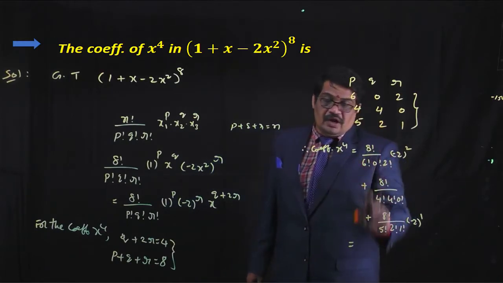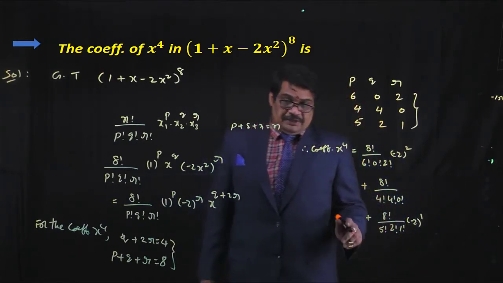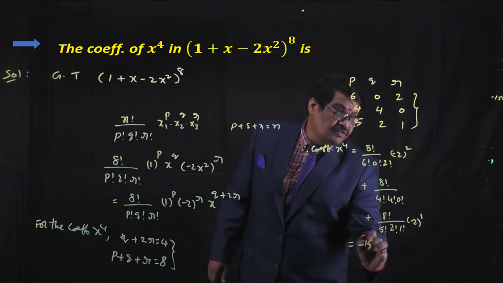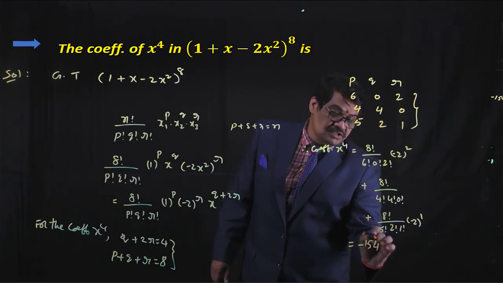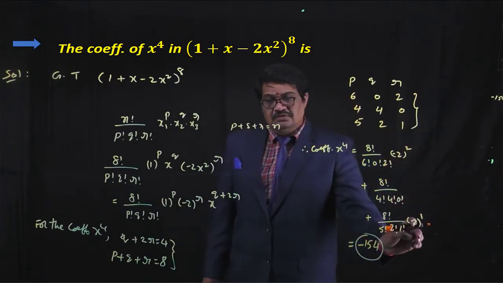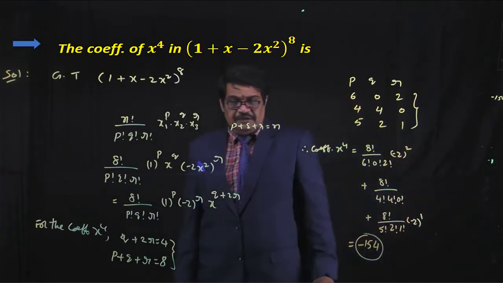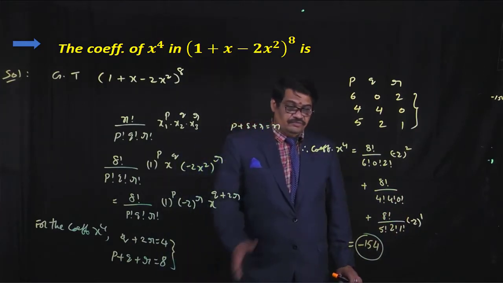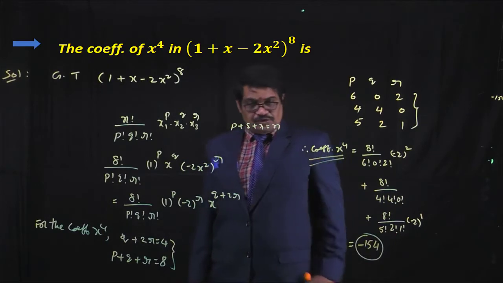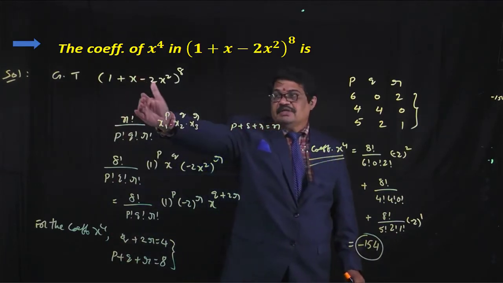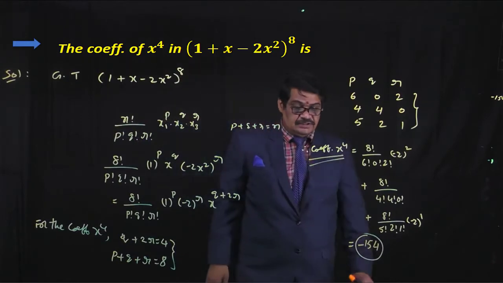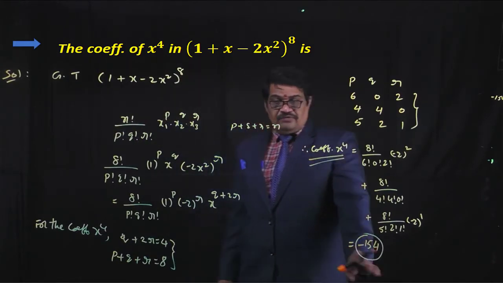So now we are calculating this one, and we are getting the answer, that is minus 154. After simplification of these three terms, we are getting the value minus 154. Then the coefficient of x to the power of 4 in the given expansion, 1 plus x minus 2x square whole power 8, is minus 154.